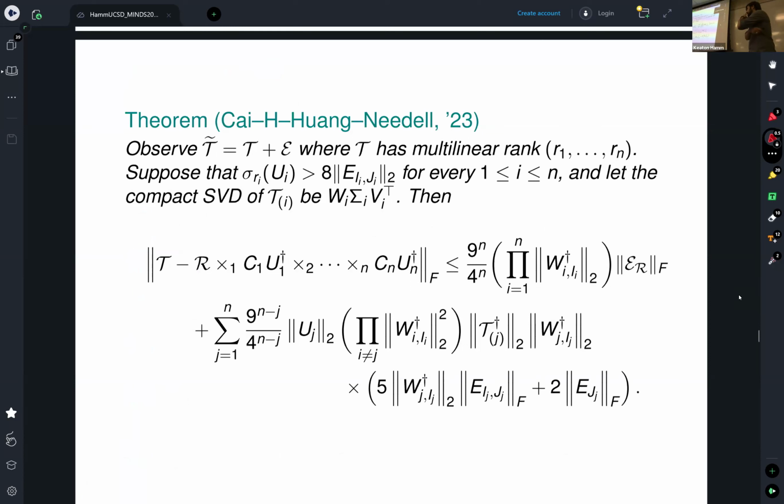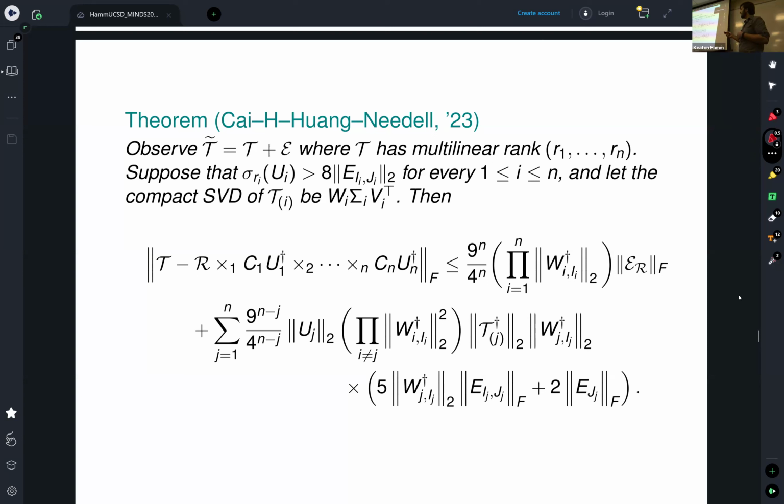Okay, so now I want to get into analyzing what this Tucker type decomposition using only these fibers gives me. This is a more technical theorem that I'll simplify in the next slide. But what I want to understand is, suppose I have now my data tensor that I observe, which we'll call T tilde, which is some low multilinear rank tensor T contaminated with some noise tensor E.